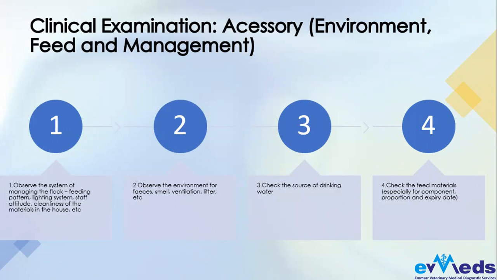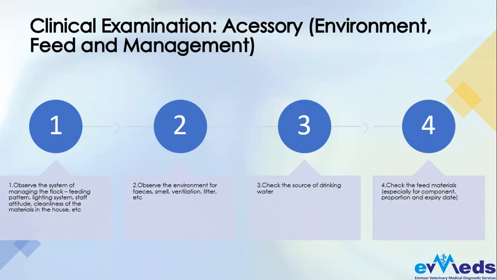After you have looked at these important things, there are some accessories you should also consider, and that is the system of managing the flock. What is their feeding pattern, especially for broilers? Are they feeding them ad libitum, or are they trying to be economical in their approach and thereby starving some of the birds? You may want to check their lighting system, which is important for laying birds. You may want to check the staff attitude. Are they actually willing to work, or are they being reluctant? Are they the ones being negligent that is causing the animals to die?